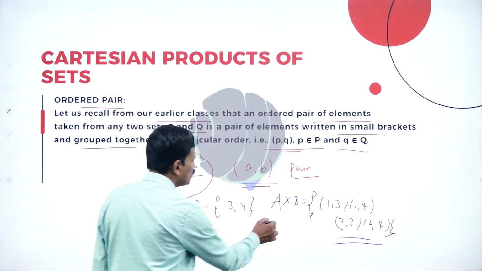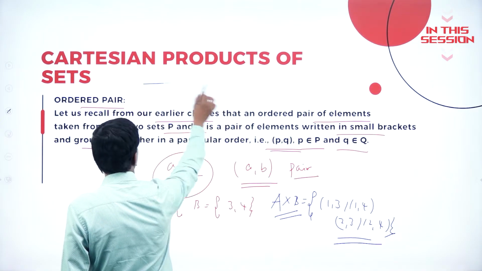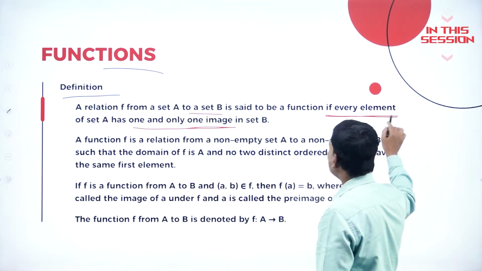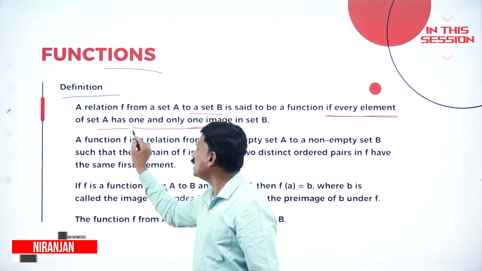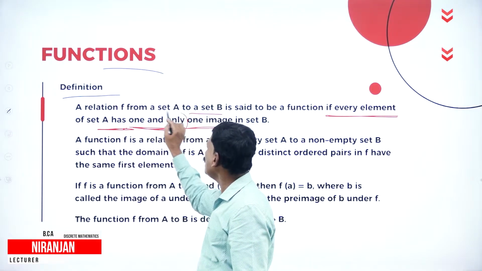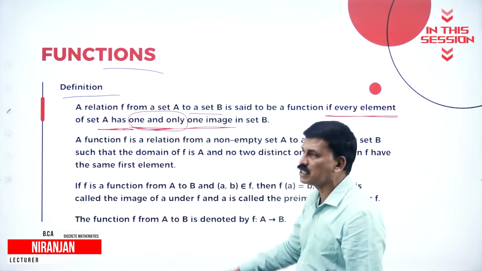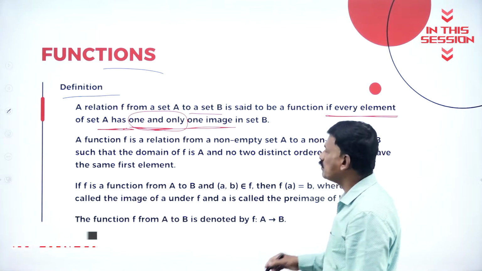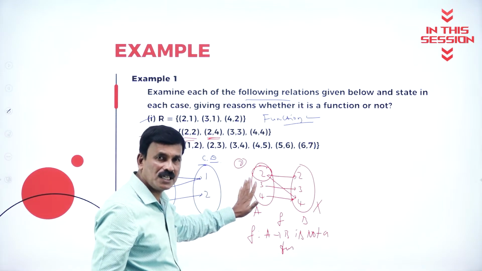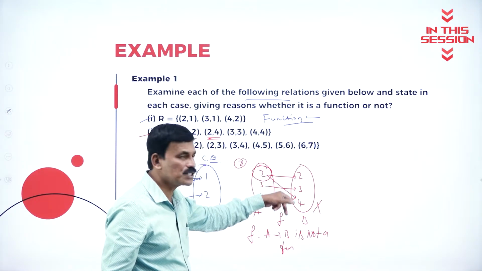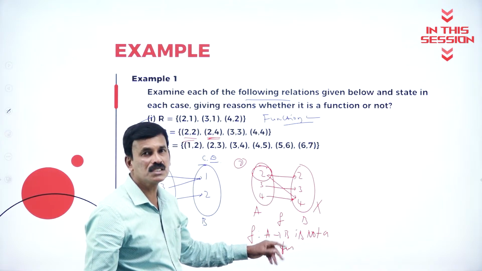Now what is this A cross B? A cross B is called the Cartesian product of the two sets. If every element of set A has one and only one image in set B, then it is denoted as f from A to B is a function. The element 2 of the set A has two images 2 and 4, therefore this is not a function.